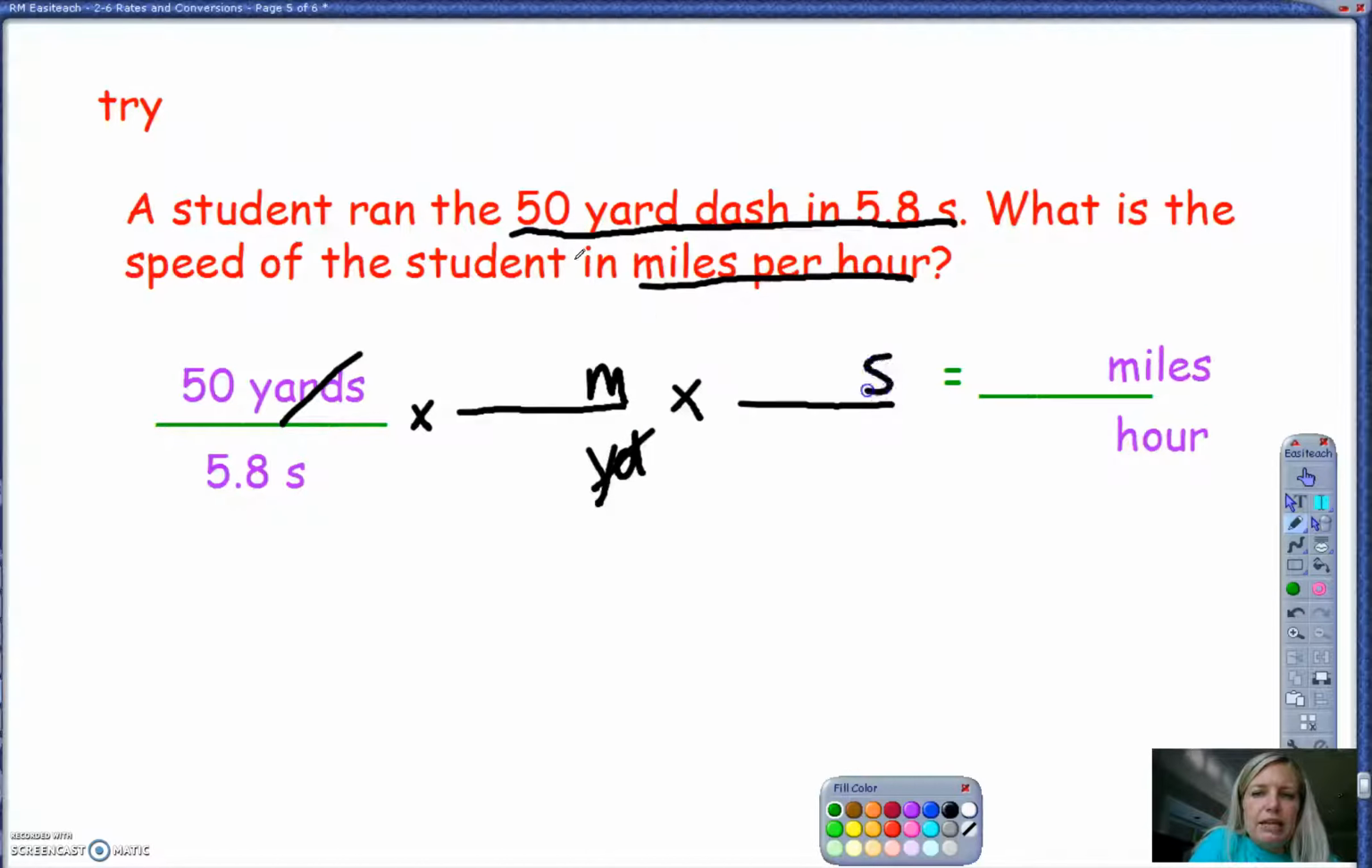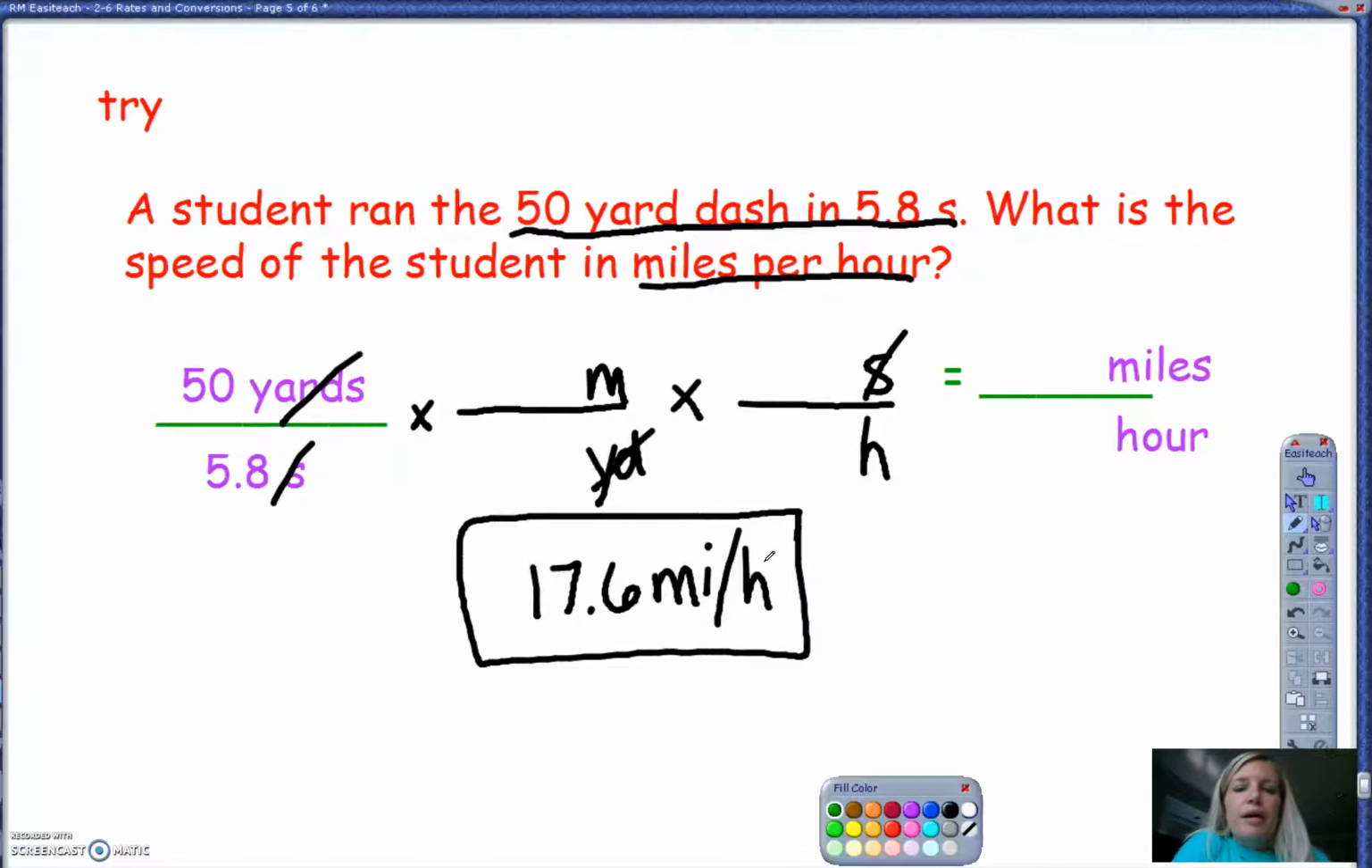Then we have one more fraction. Seconds needs to cancel out, so I put it up here. Seconds and seconds cancel out. And I want to change seconds to hours. You're going to fill in your numbers. You're going to multiply across. You should end up getting 17.6 miles per hour.